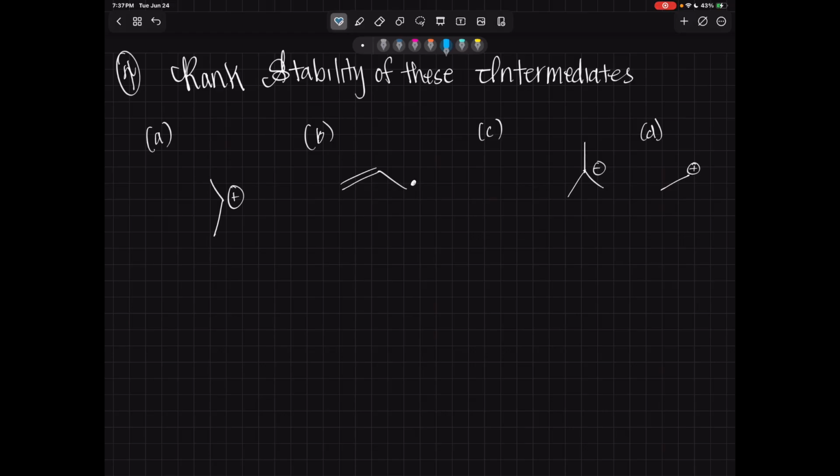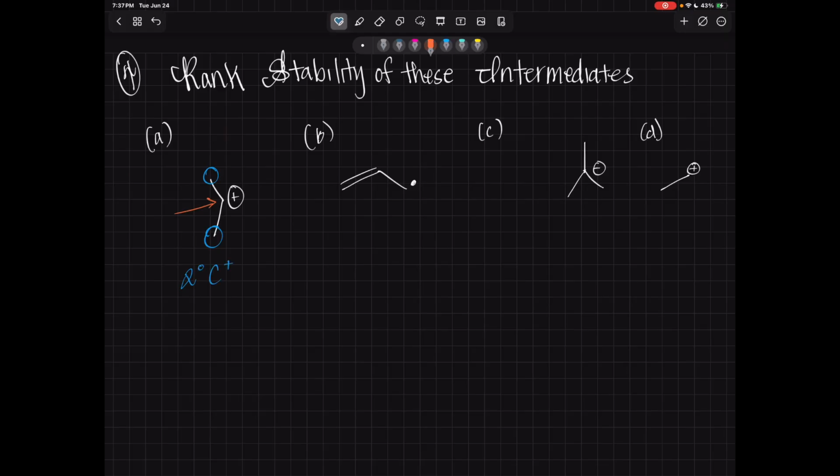Let's do it again. Rank stability of these intermediates. This is a little bit more tricky. Here, let's identify it. Right here is our carbocation. There's no resonance, but it makes two bonds. And so this is a secondary carbocation.